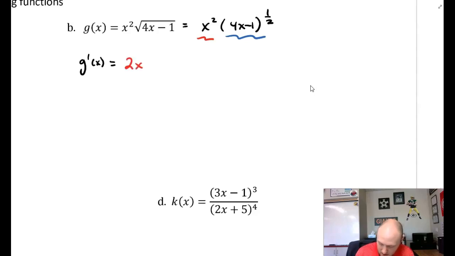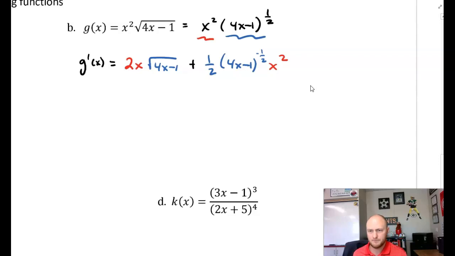So 2x times the second, square root of 4x minus 1, plus derivative of the second, okay, so I have 1/2 times 4x minus 1 to the power of negative 1/2 times the first, which is an x squared. Oh no, before the x squared, don't I have a derivative here on the inside? So I have a 4 that I got to multiply by now times the first. I almost forgot that.